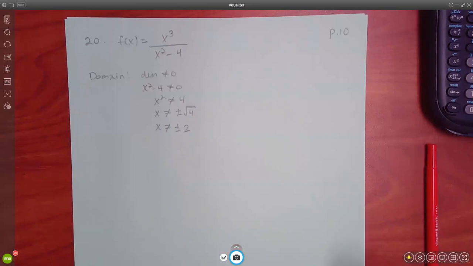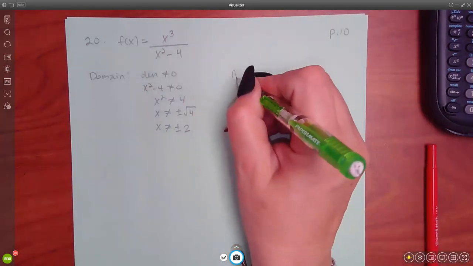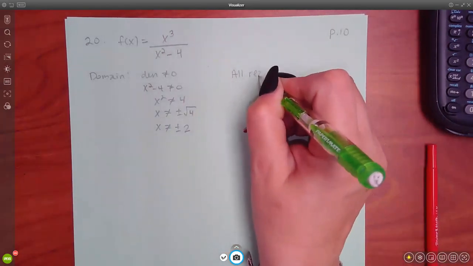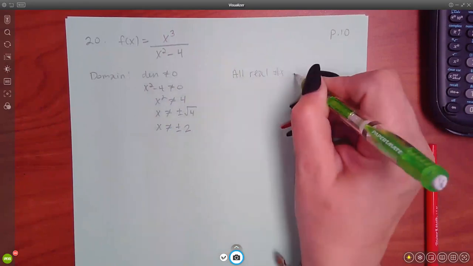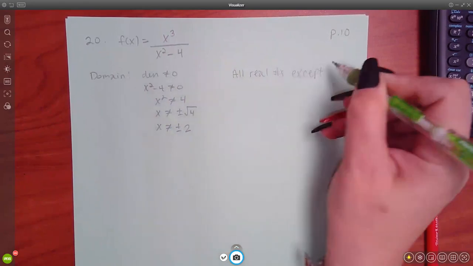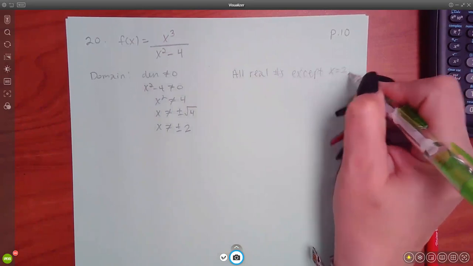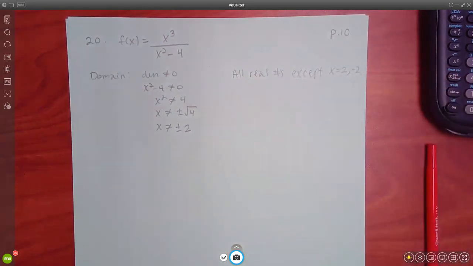So I get two values. So again, there's three ways to phrase it. I think they chose the accept version. X equals 2 or negative 2. Okay.